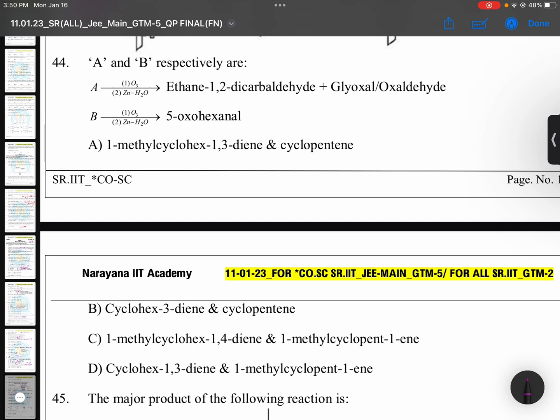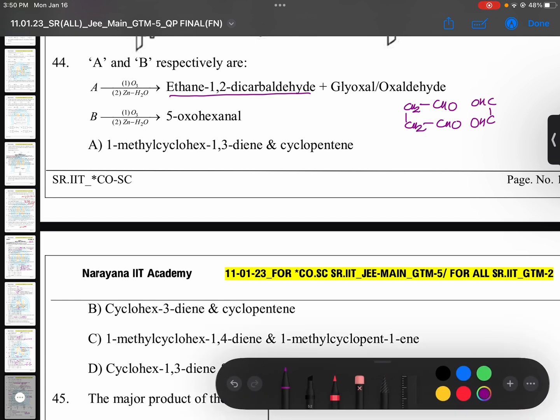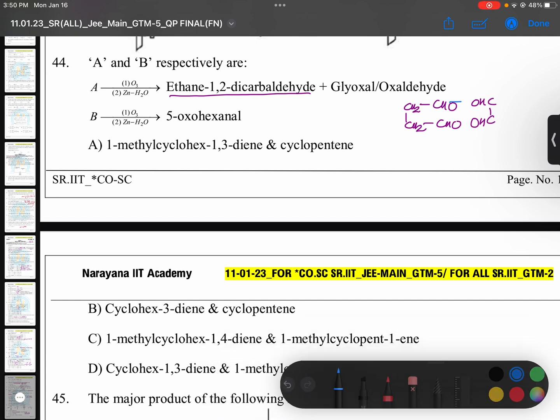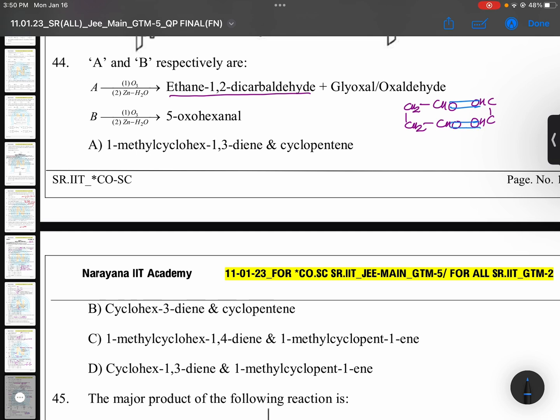Ozonolysis reactions. See this, ethane 1,2 dicarbaldehyde mentioned, plus glyoxal. Glyoxal is CHO, CHO. What we need to do is take out these two oxygens and keep a double bond there. Okay, now so it must be a 1, 2, 3, 4, 5, 6 member ring with two double bonds alternatively, 1, 3. That's all. Cyclohexa-1,3-diene.